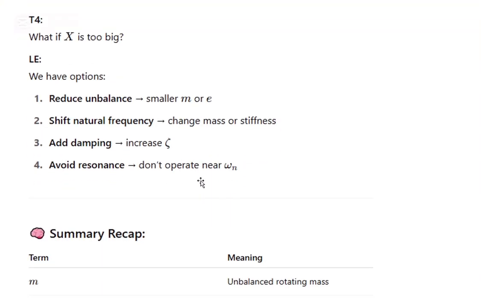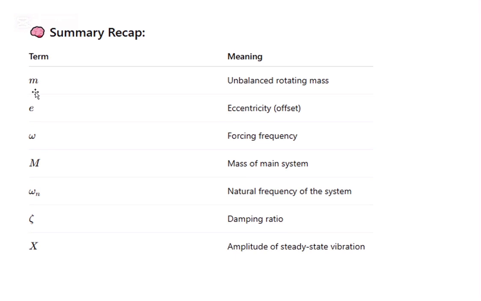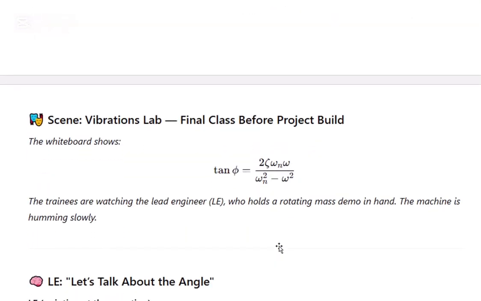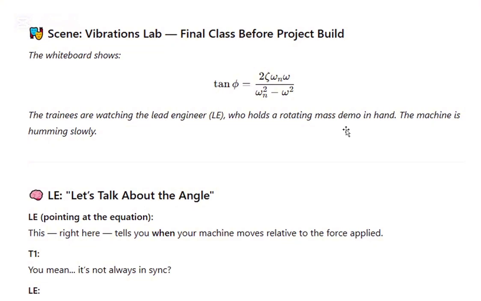What if x is too big? Reduce the unbalance, smaller m or e. Shift the natural frequency by changing the mass or stiffness. Add damping. Avoid resonance, so don't operate near the natural frequency. Here, m is the unbalanced mass, e is the eccentricity, omega is the forcing frequency, M is the mass of the main system, omega n is the natural frequency, rho is the damping ratio, and x is the amplitude of steady vibration. So we want to reduce the amplitude of vibration.